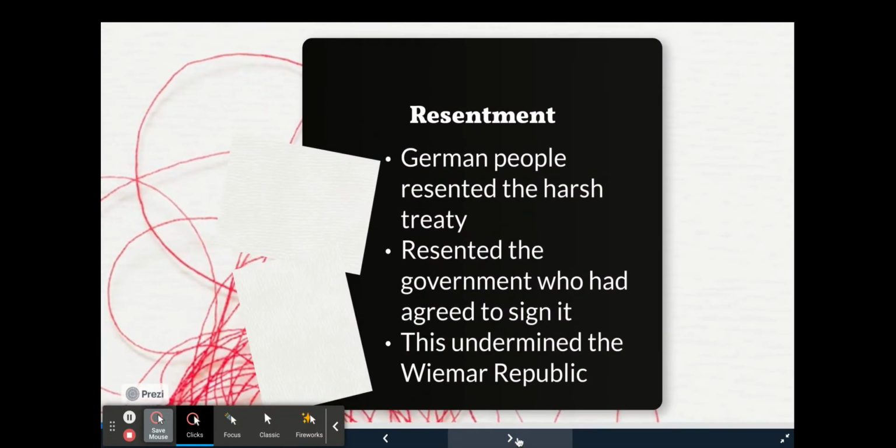So the first component was resentment. German people resented the harsh treaty. Remember, they were told that they had to pay back all this money, that they were only allowed particular levels of military, of cargo. They had to admit all wrong. So the German people weren't particularly happy with that. They resented the government who had agreed to sign it, so there began to be a little bit of an uprising. And this then undermined the Weimar Republic.